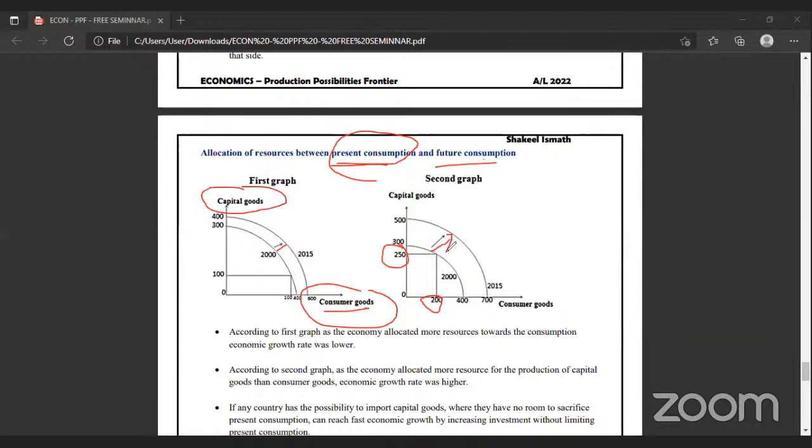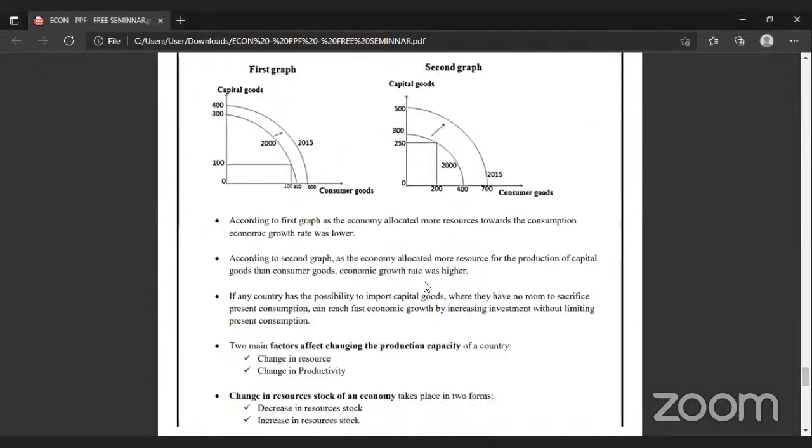See the pace in 2015, economy, here 400 only the capacity, here 500 capacity. Here 600 capacity, 700 capacity. So when the economy focuses on more production of capital goods, economy will accelerate faster. If the economy focuses on more consumer goods, very little capital, economy will grow, but at a very slow pace. Read the note, you can understand, right? If you read it, you will understand.